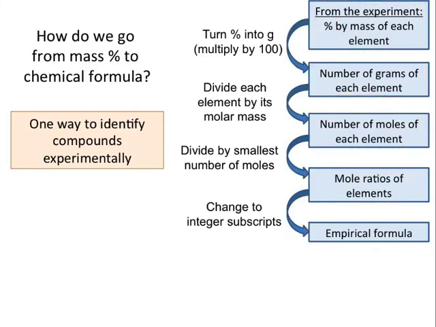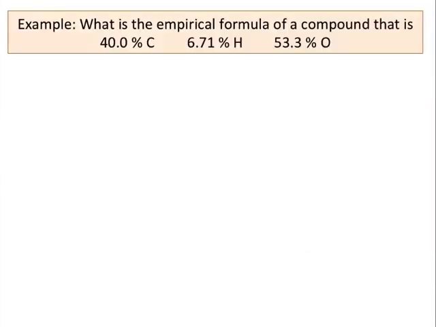So overall, the plan here is you assume a sample size, and then you convert from grams to moles, and then you figure out what the ratios are on a mole basis between your different elements in your sample, and then you get that into integer numbers, which is your empirical formula. So this needs an example.